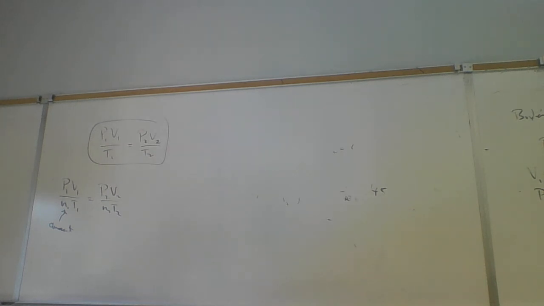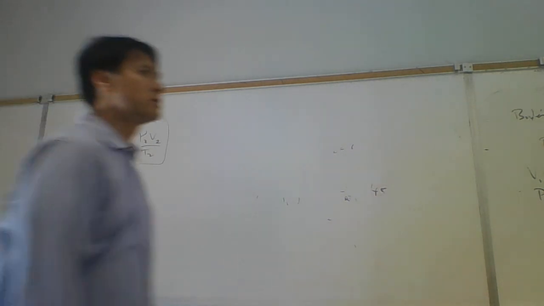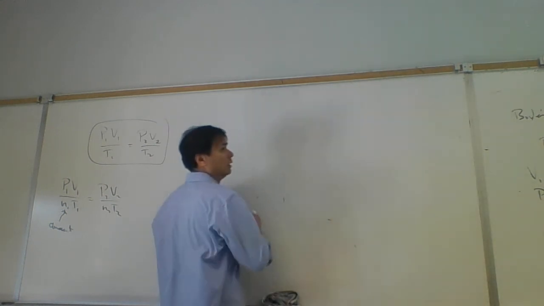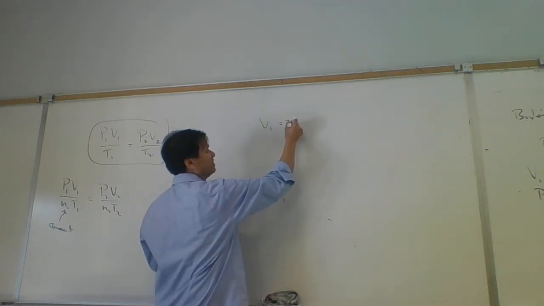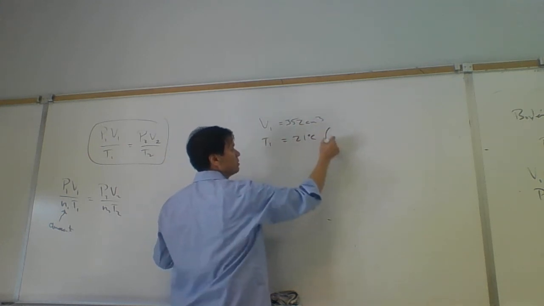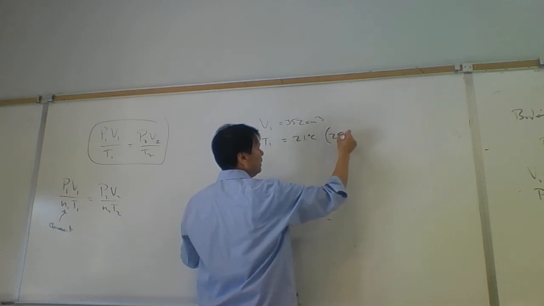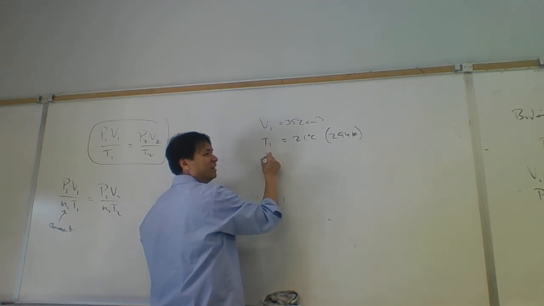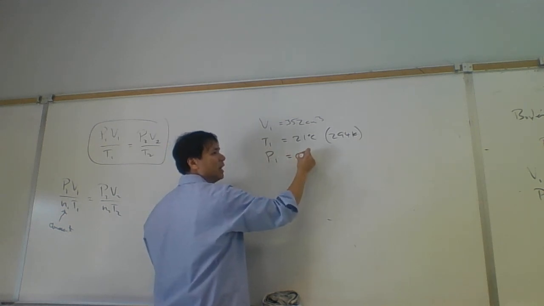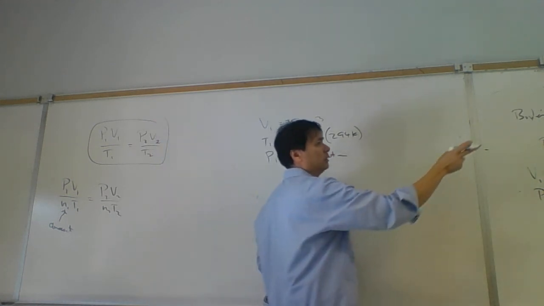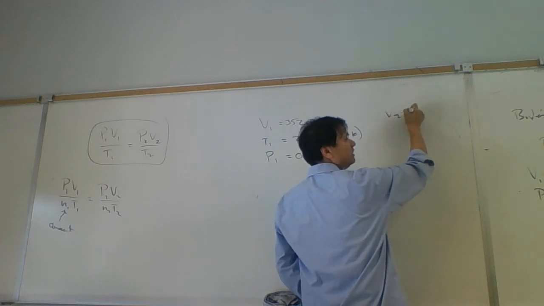A cylinder in an automobile engine has 350 cubic centimeters. This engine takes air at 21 degrees C and 0.945 atmospheres of pressure. And so V1 is 352 cubic centimeters. T1 is 21 degrees C, which is 294 Kelvin. And P1 is 0.945 atmospheres.